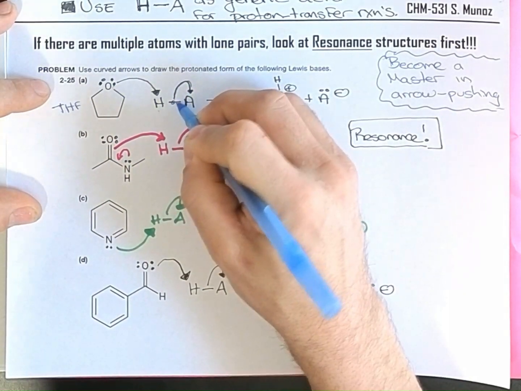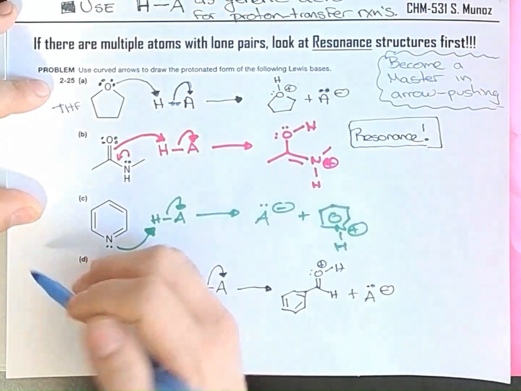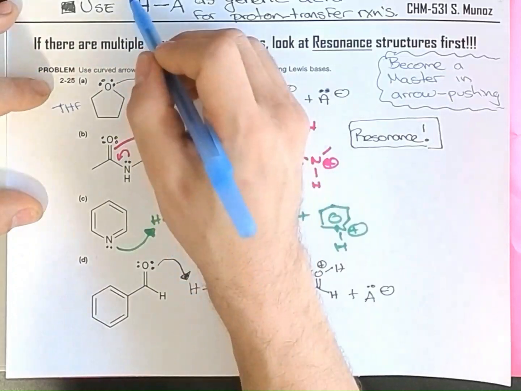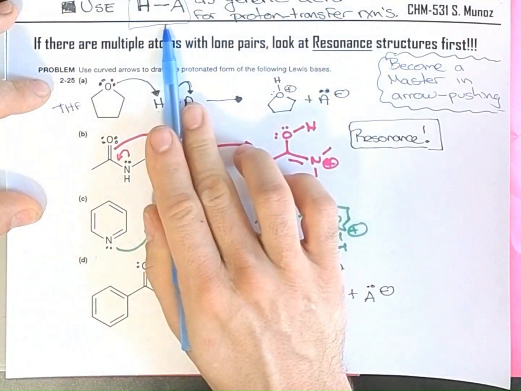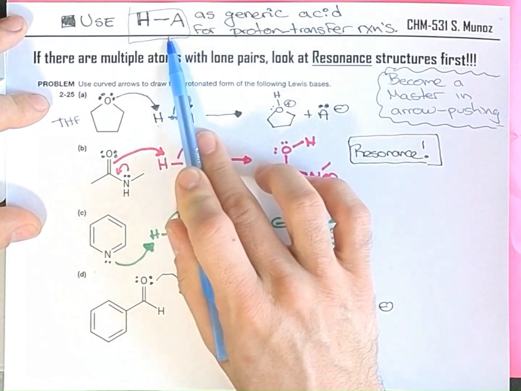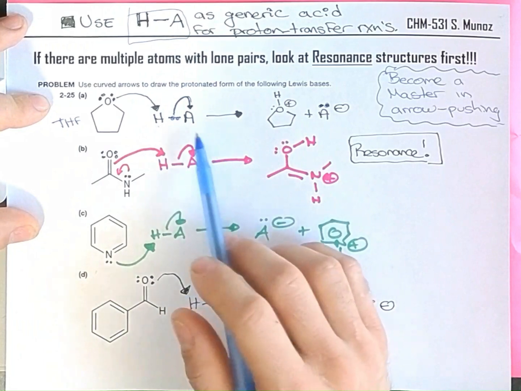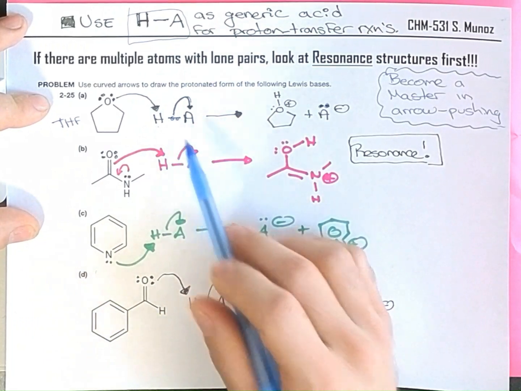The two electrons that were making that sigma bond are now going to end up in A minus, and I'm using HA as a generic form for a Bronsted acid. And you are encouraged to use HA in any proton transfer reaction in your arrow pushing mechanisms. HA is a generic way of depicting a proton transfer reaction.